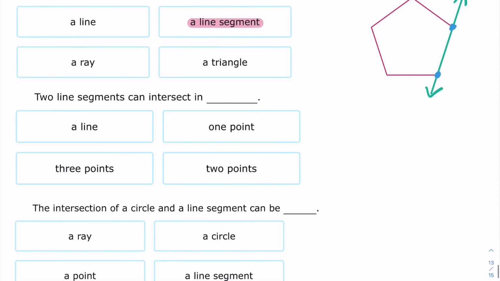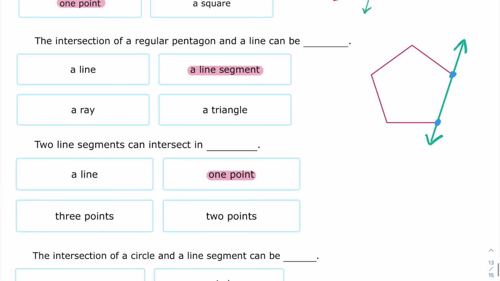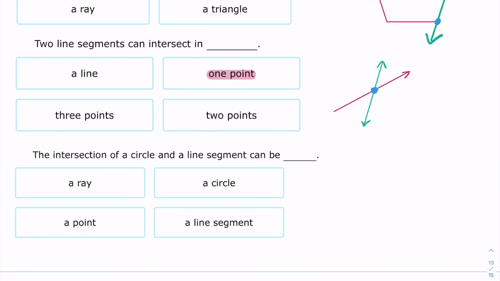Two line segments can intersect in, again, if two lines intersect in 1 point, two segments are also in 1 point. And all I'm going to do is copy this over because these are lines. Let me make them segments now. And there we go. So here's my line segments. They have these two endpoints, and they intersect at 1 point.